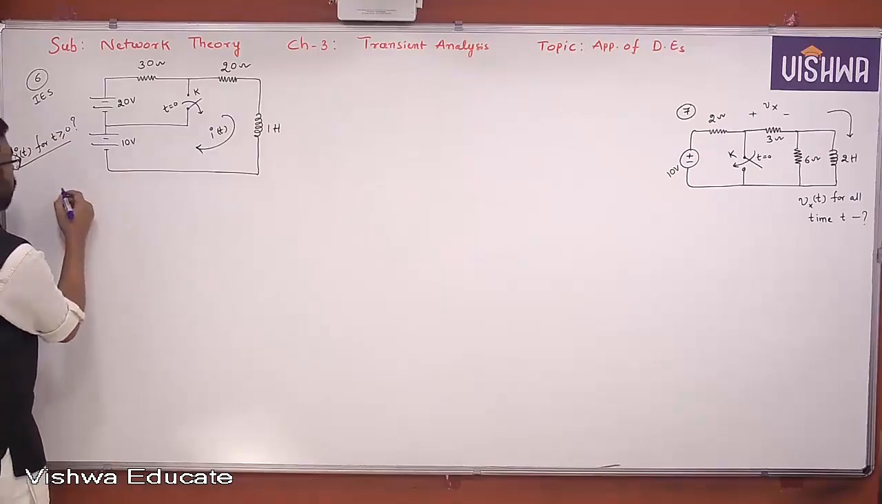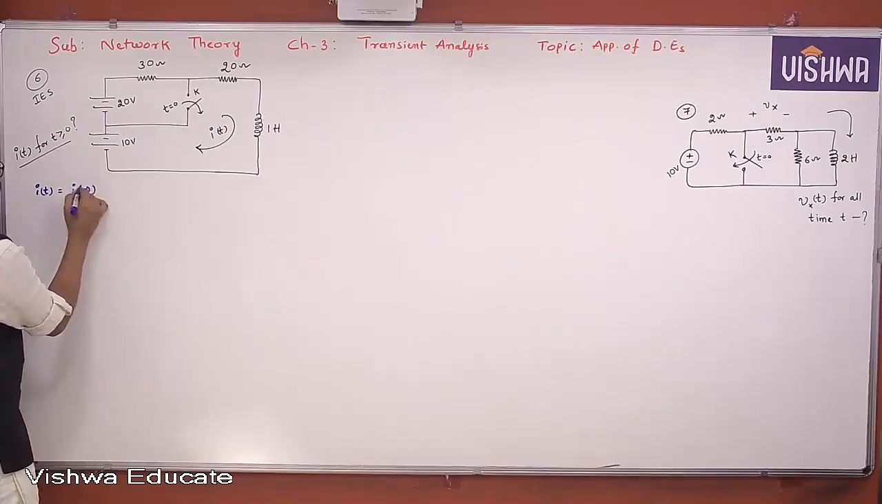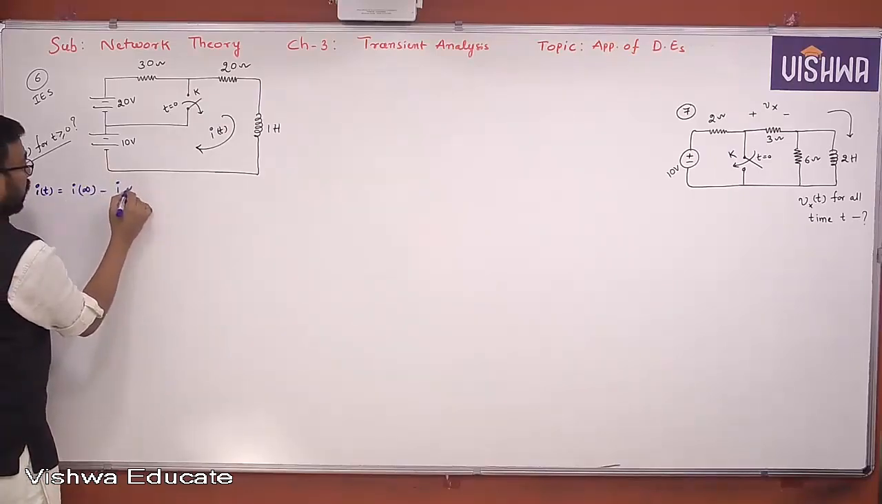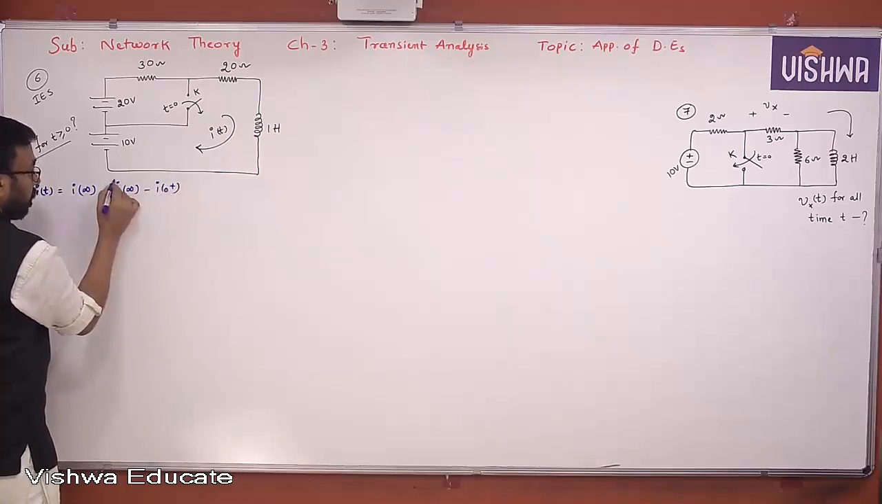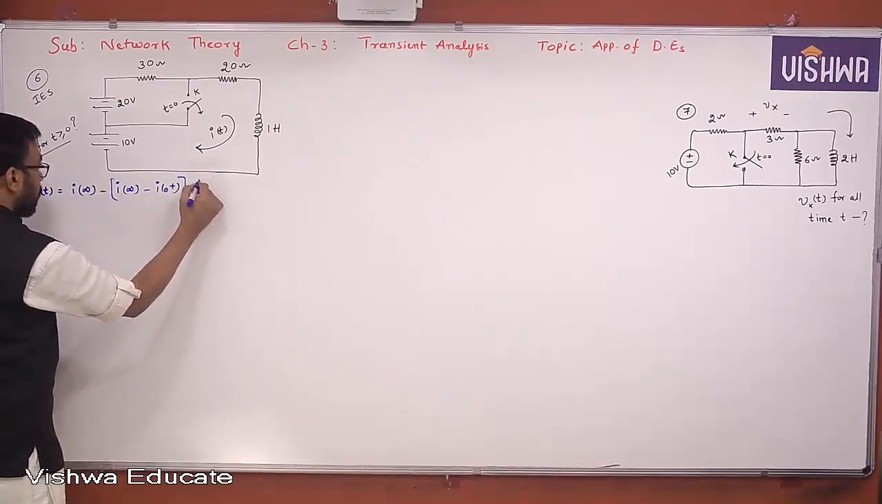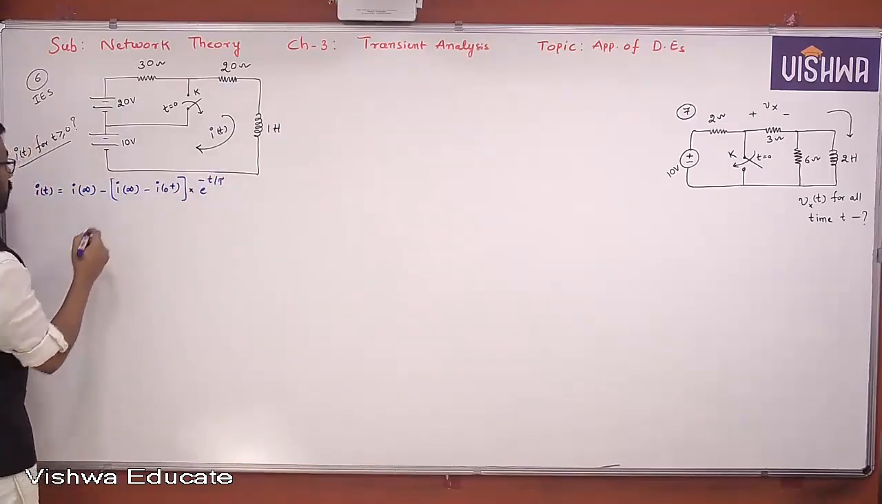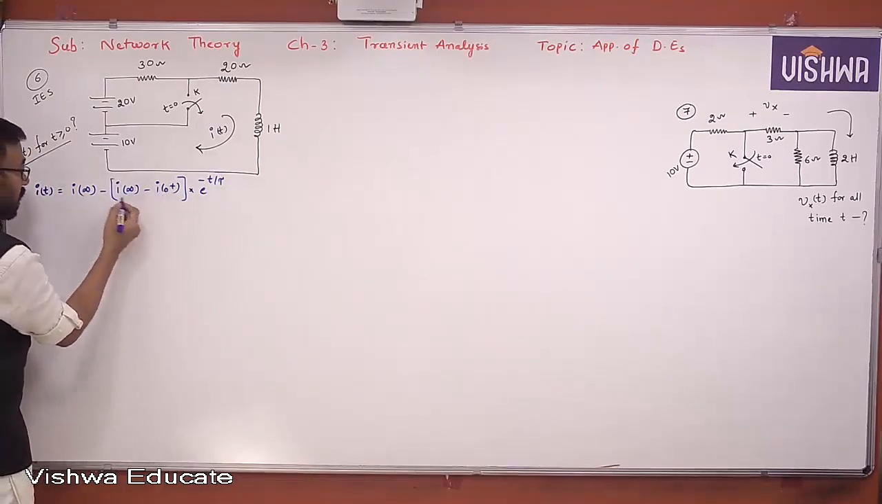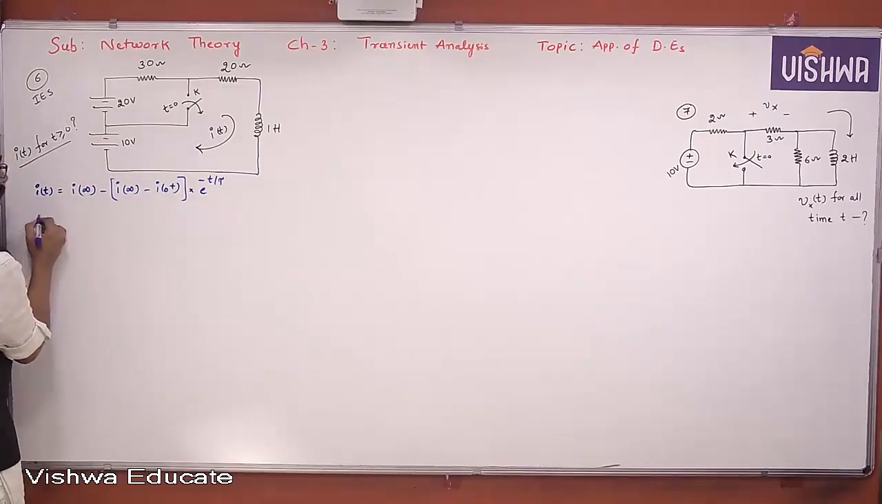The formula is very simple. i of t is equal to i of infinity plus, i of 0 plus minus i of infinity, into this particular part, e power minus t by tau. So let me calculate the current for t equal to 0 plus and the current for t equal to infinity. For i of 0 plus, I would like to deal with it first.